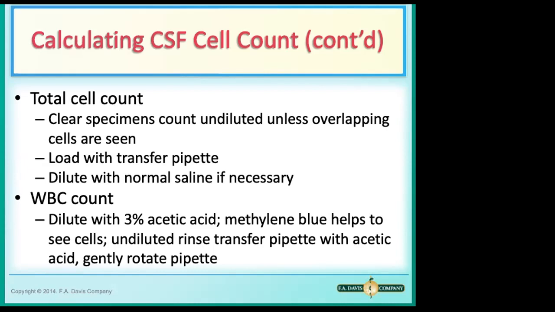But usually when we do the CSF counting chambers, we just count white blood cells. We don't have to determine mononuclear cells or neutrophils or things like that typically, unless your lab requires it.